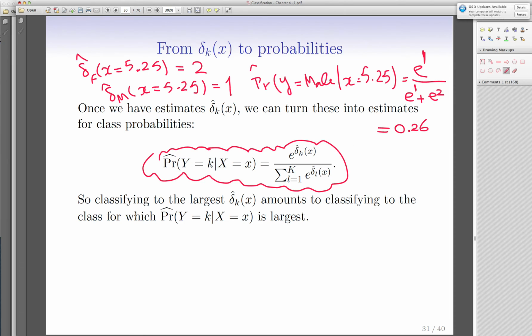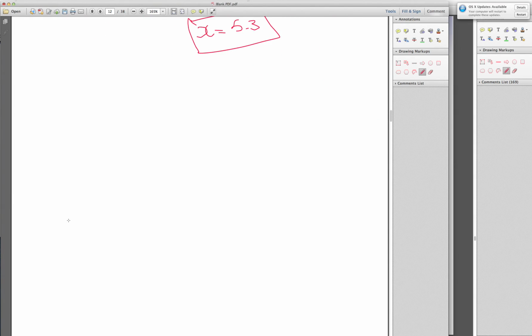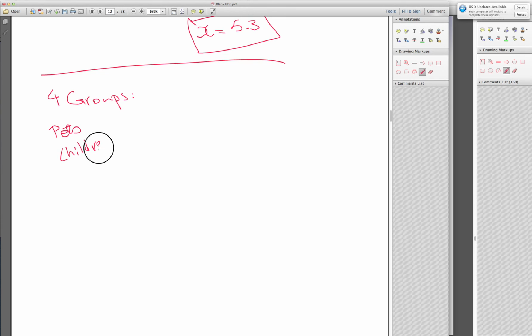And let's say, again for the sake of example, we have 4 groups: pets, children, adult females, and adult males. Let's say pets are normally distributed with mean 4 and standard deviation 0.5.